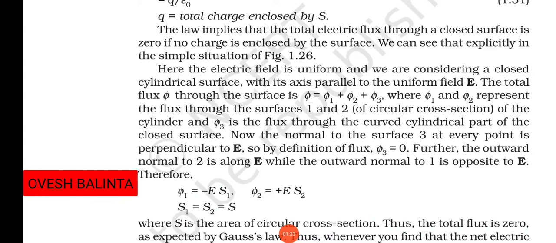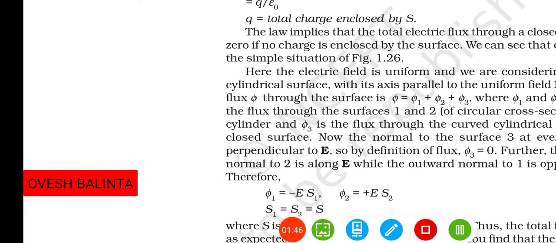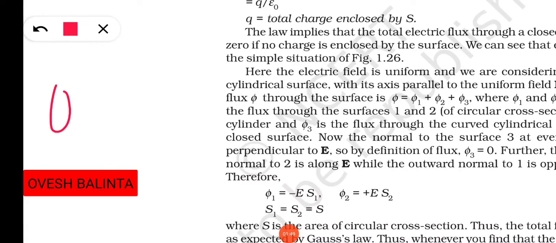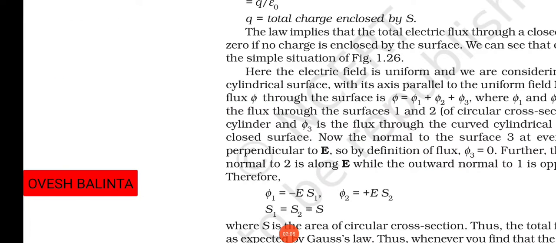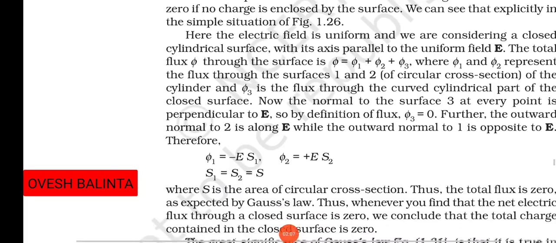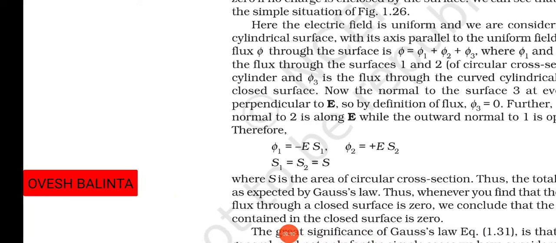For the curved cylinder part of the closed surface, the normal to the surface at every point is perpendicular to E. So phi 3 is equal to 0. Why? Because it is perpendicular to the electric field. Suppose there is a cylinder. The electric field line is in this direction, and the surface normal is in this direction. Both are perpendicular to each other. That's why the flux phi 3 is equal to 0.